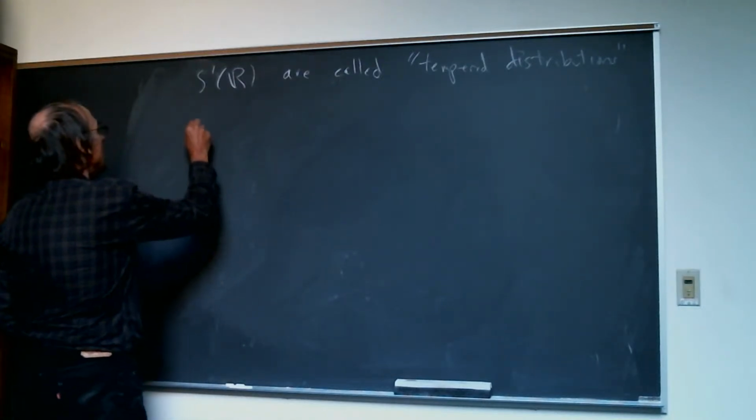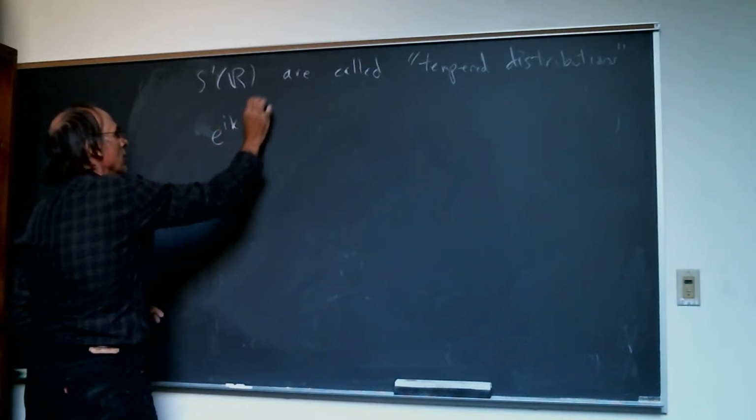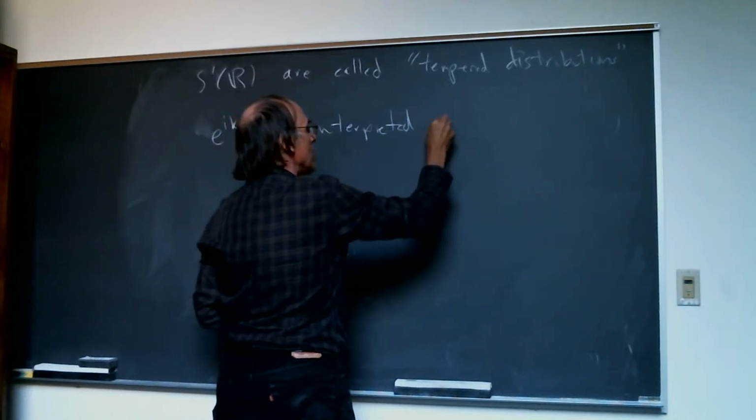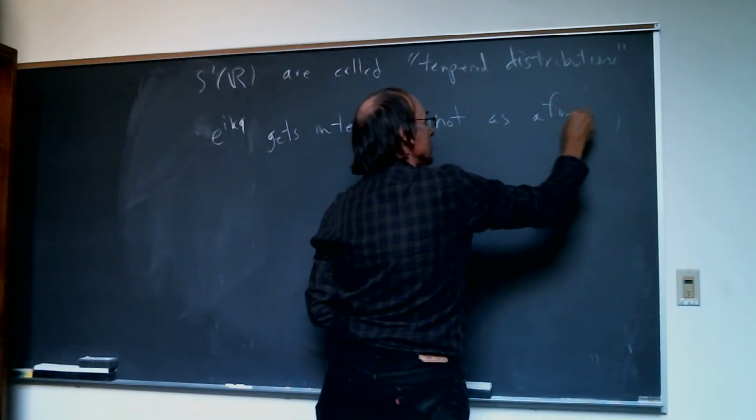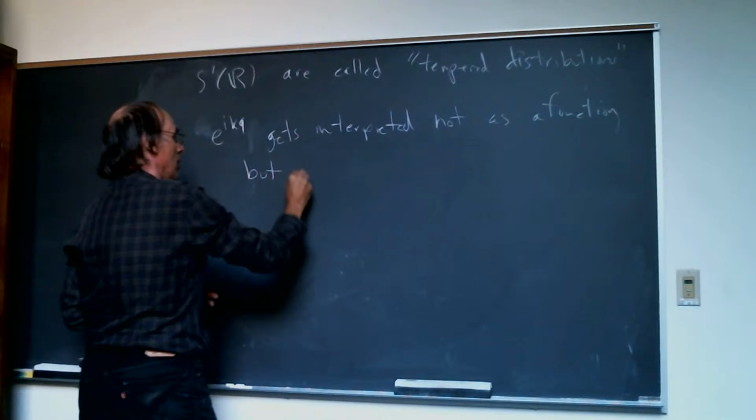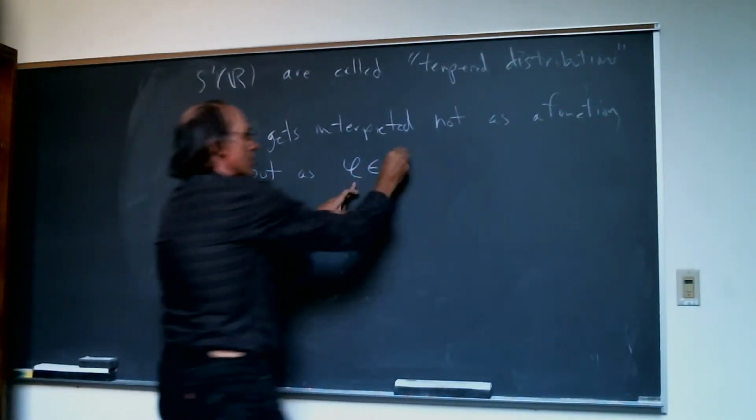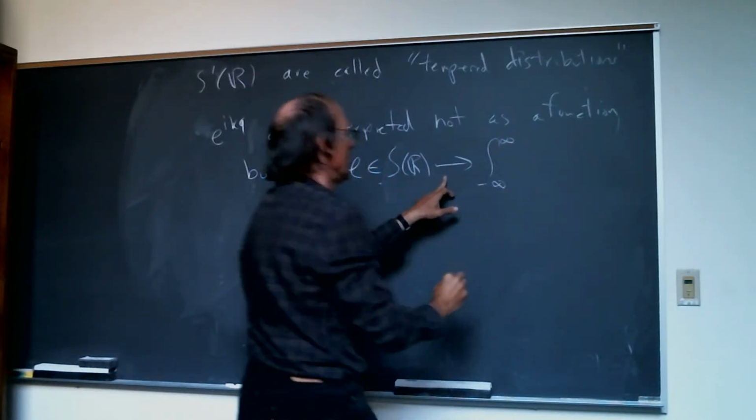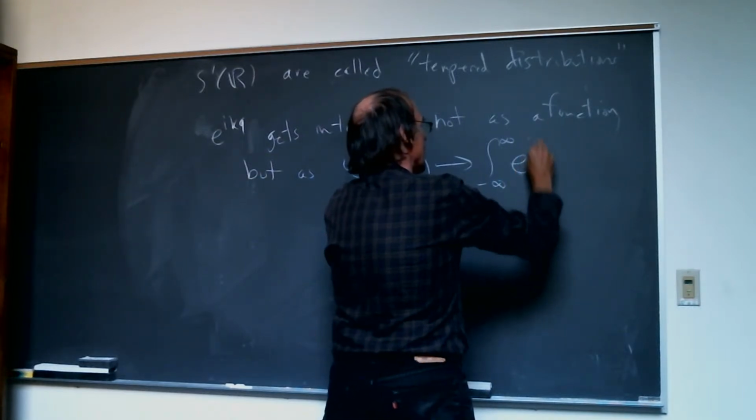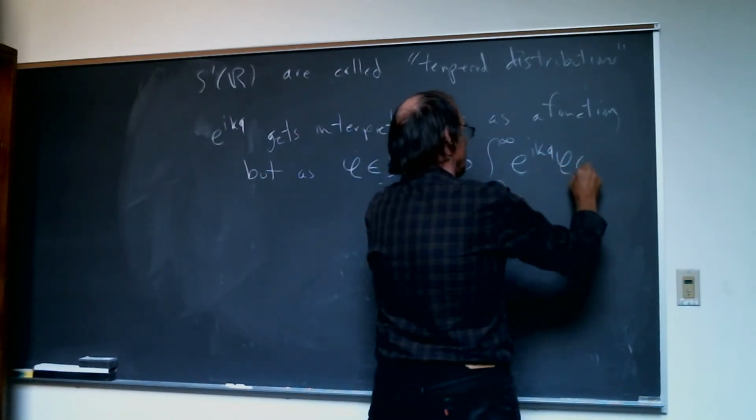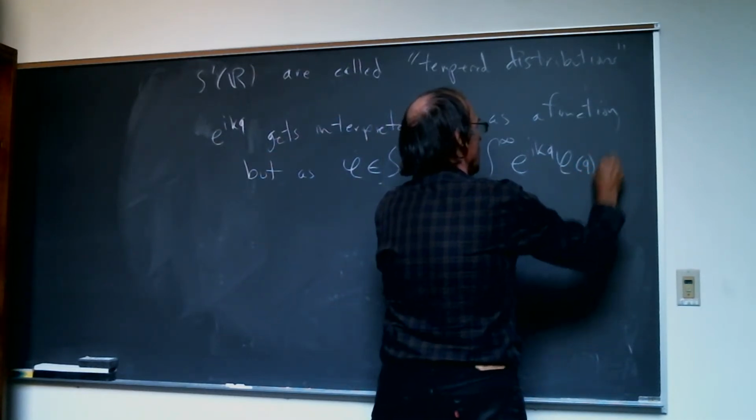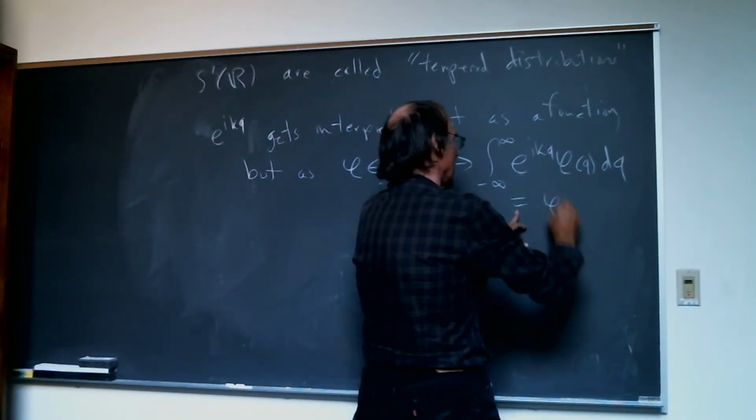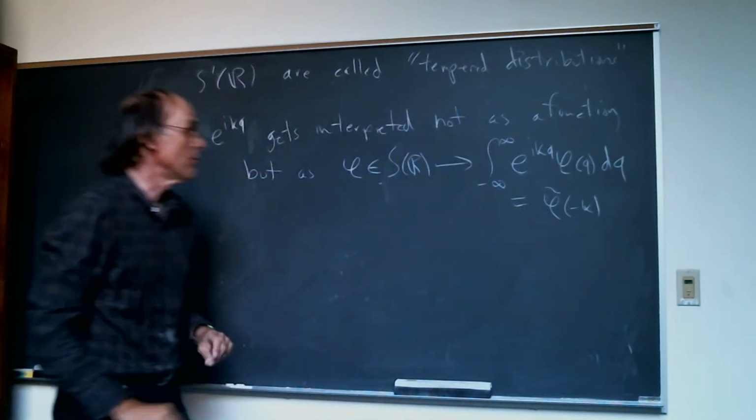But then e to the ikq gets interpreted not as a function, but as the thing that takes a Schwartz function psi to the integral from minus infinity to infinity of e to the ikq psi of q. But this is just psi tilde, I guess maybe there's a minus sign here.